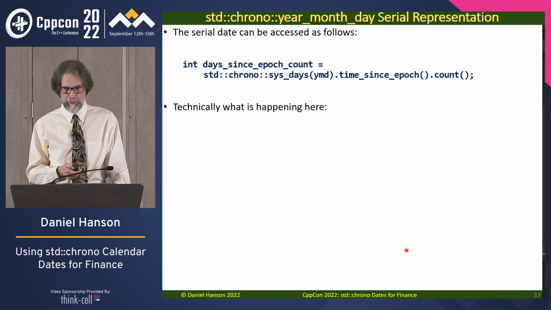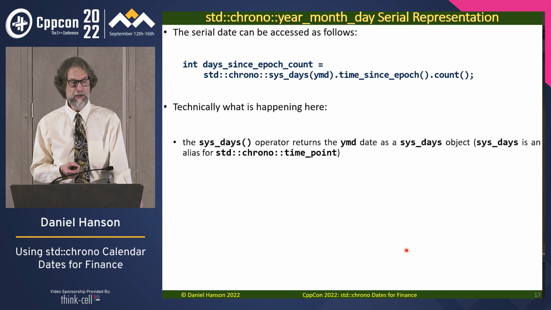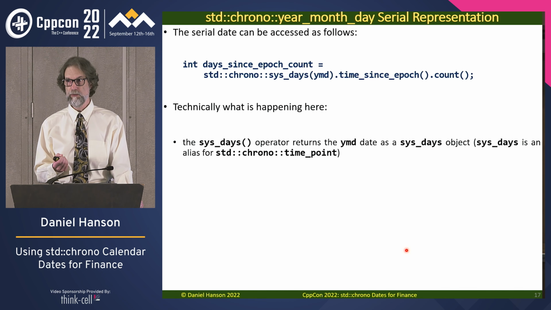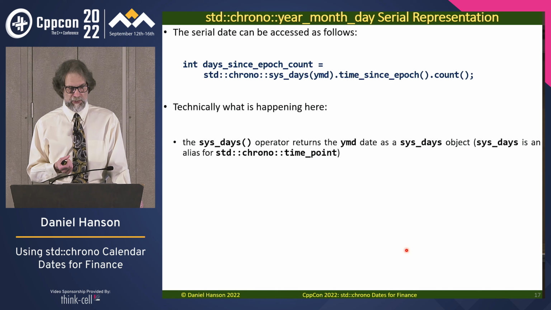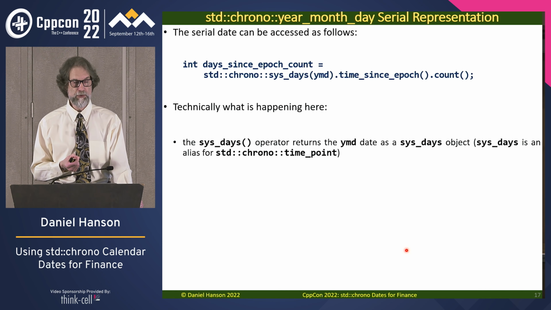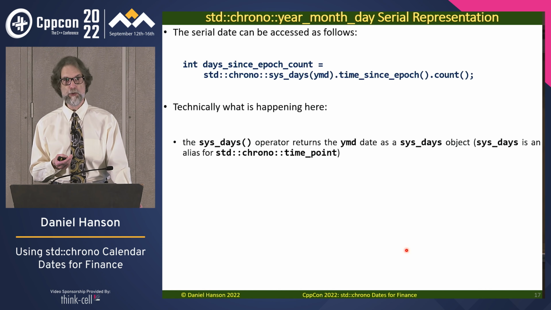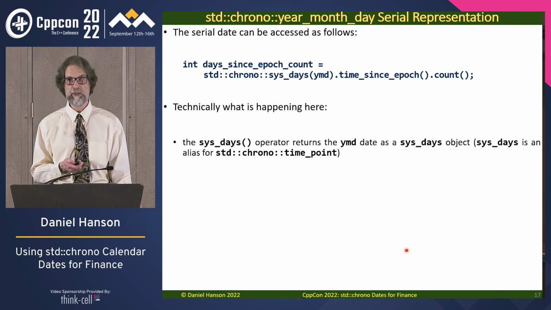So technically what's going on is you have this sys_days operator, and so it's going to convert the year_month_day object to a sys_days object. sys_days is an alias for std::chrono::time_point. So if you've worked with std::chrono at all, you are probably familiar with this.